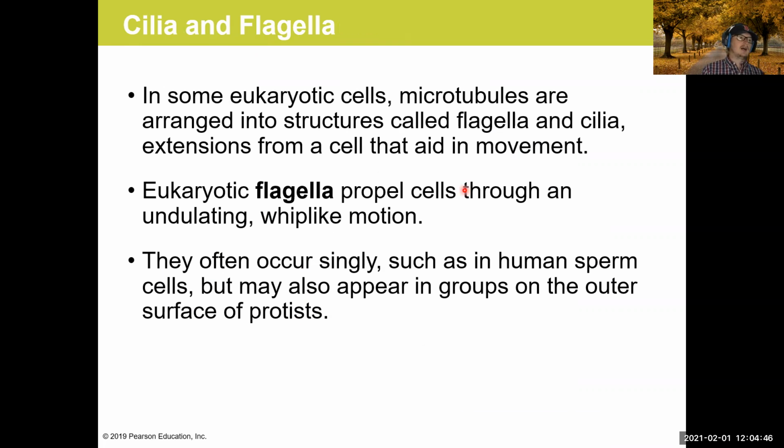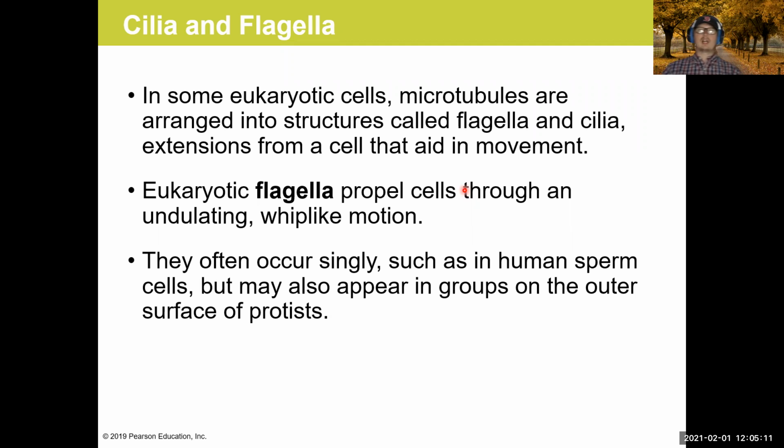And other protein structures that exist in eukaryotic cells are that fact that microtubules can be arranged into structures called flagella and cilia. And so these are basically extensions of the cell, like we've seen in the prokaryotic image in the beginning, of protein structures that allow for movement.